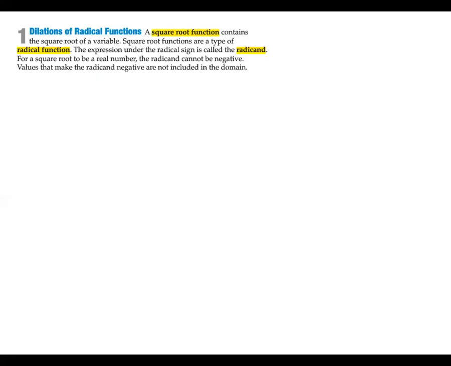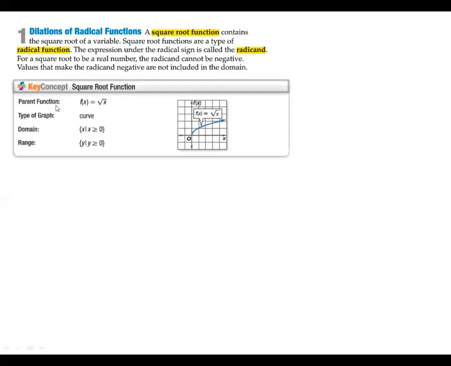For a square root to be a real number, the radicand cannot be negative. Values that make the radicand negative are not included in the domain. So the parent function is the square root of x. It looks like this, and the graph is a curve. It's not a straight line. It's pretty much a sideways parabola, but just the top half of it.